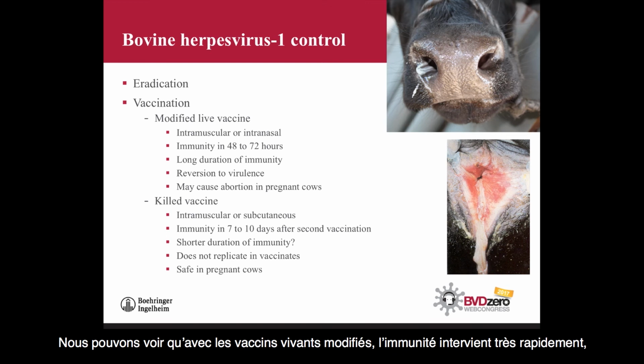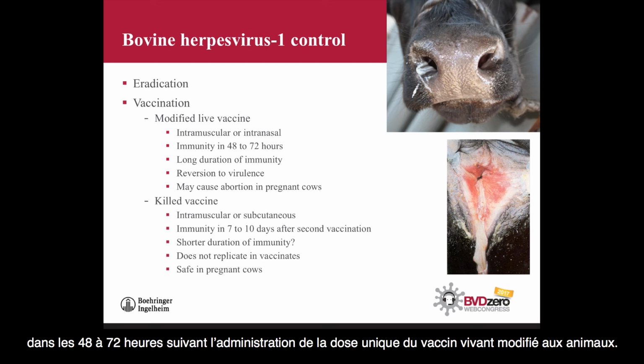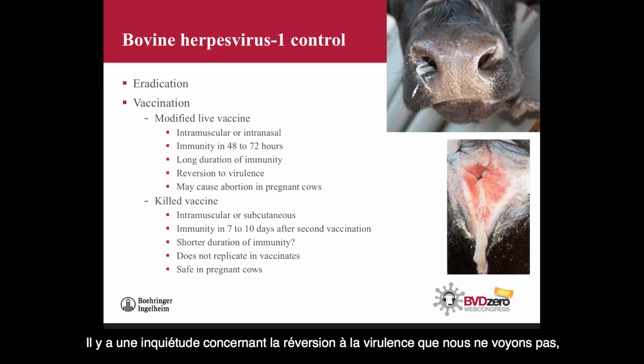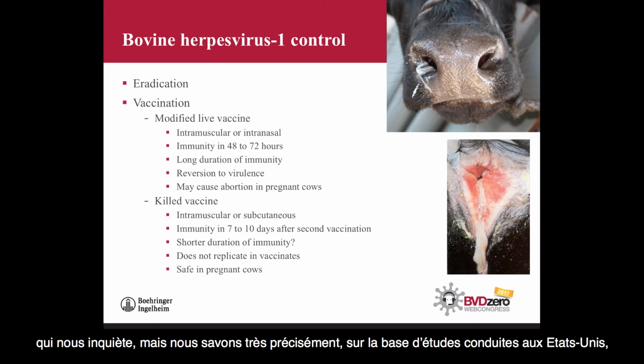The duration of immunity is very long. There's this concern about reversion to virulence that we don't commonly see, but we do know very clearly based on studies in the United States that the modified live IBR vaccines can be associated with abortion if administered to pregnant cows.